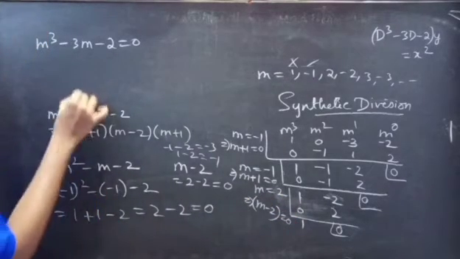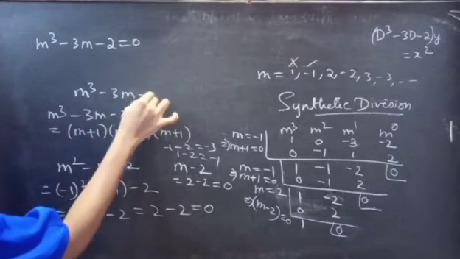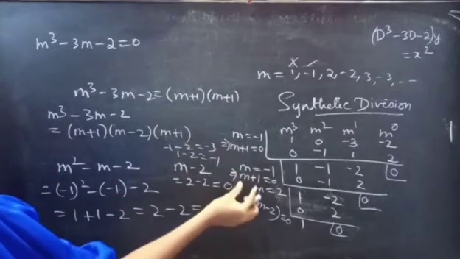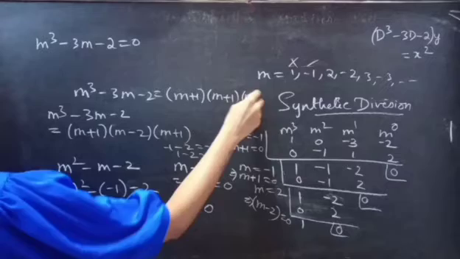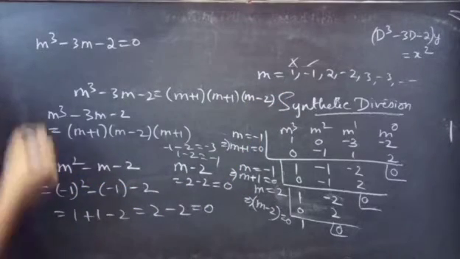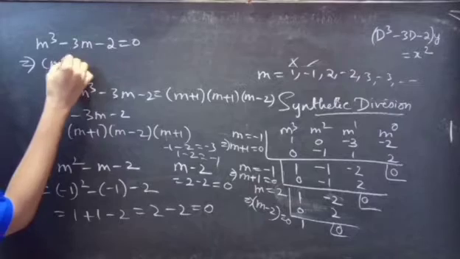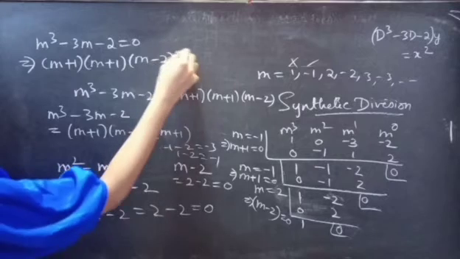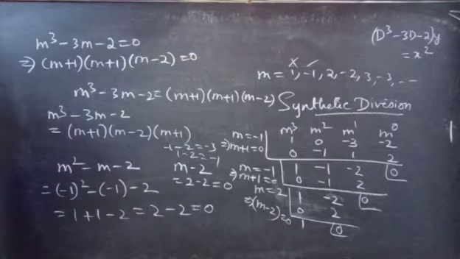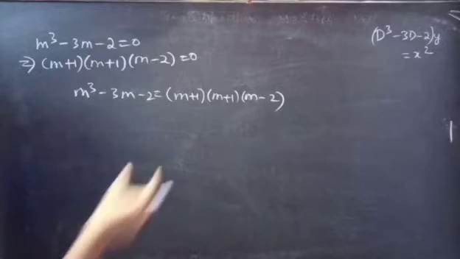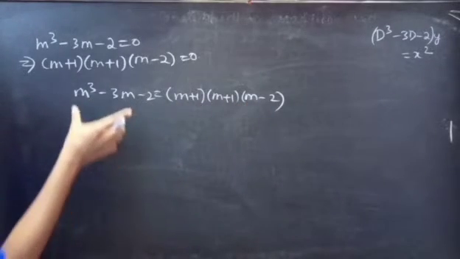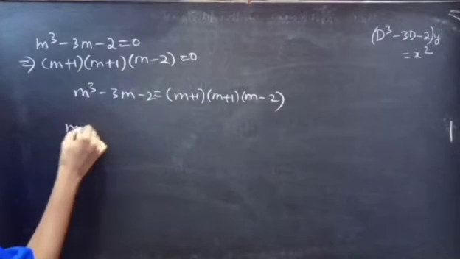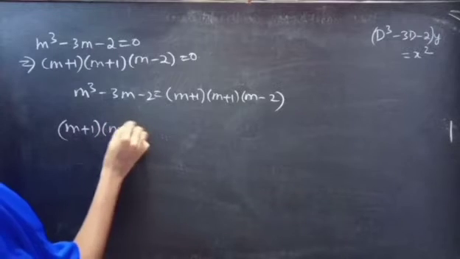Now we can write the polynomial as product of m plus 1 into m plus 1 into m minus 2, right? So our auxiliary equation becomes m plus 1 into m plus 1 into m minus 2 equals to 0. The product of these three should give this polynomial, right? Product of these three must result to this. Let's check it.